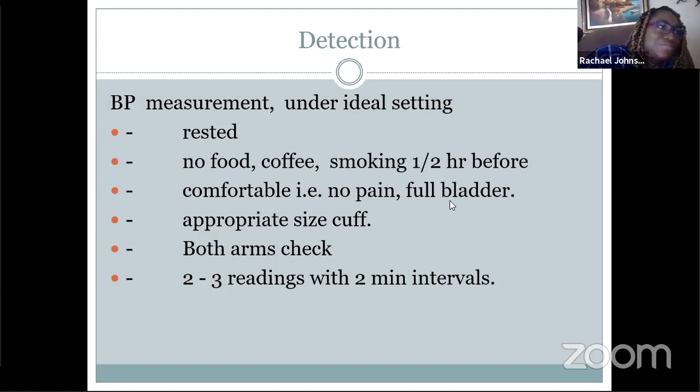Okay, let me break it down. Coffee is a stimulant. You understand what I mean by stimulant? It stimulates parts of your neurotransmitters in the brain anyway. So because of that, it can actually raise your blood pressure momentarily. Now, if you're drinking a lot of coffee, that is where it's bad.